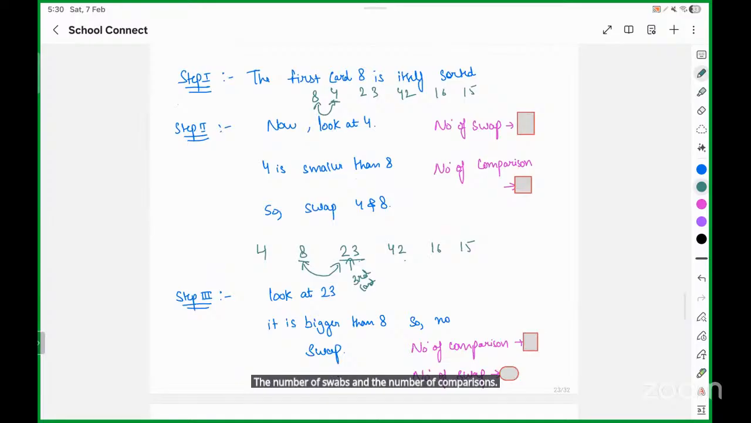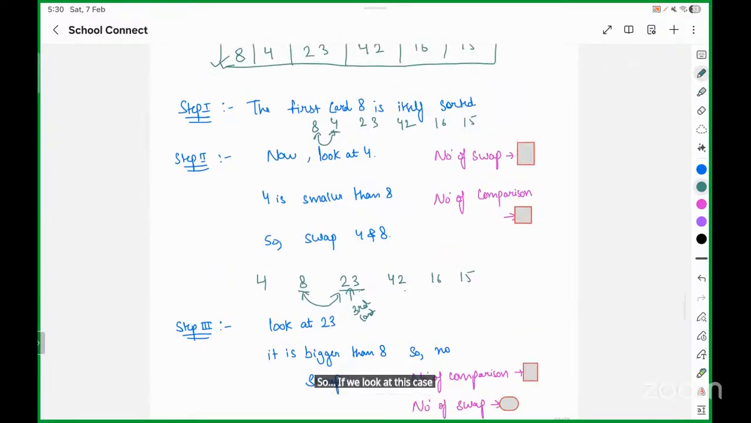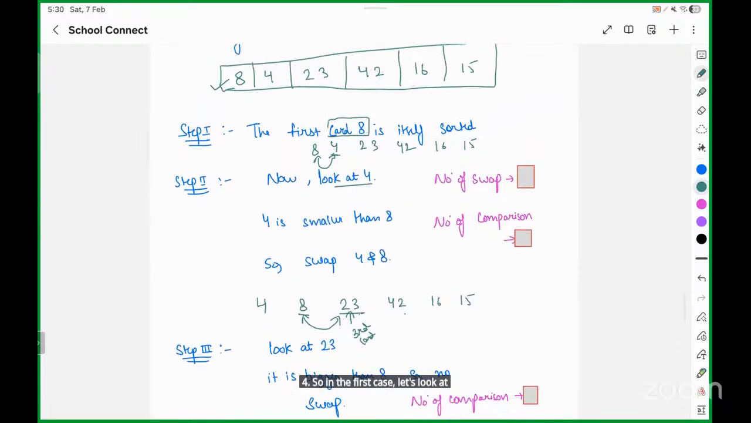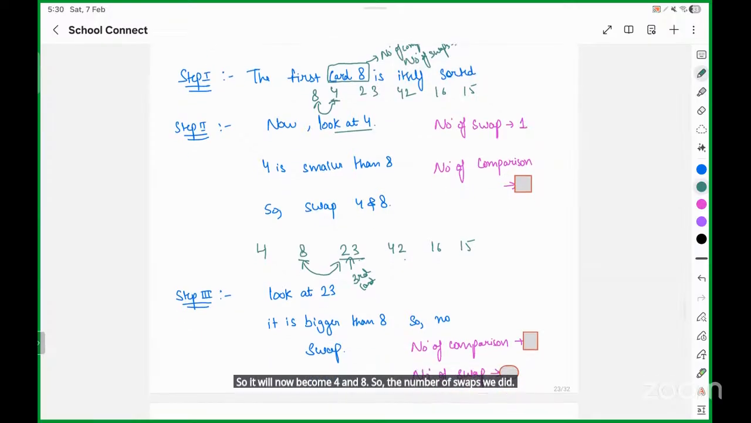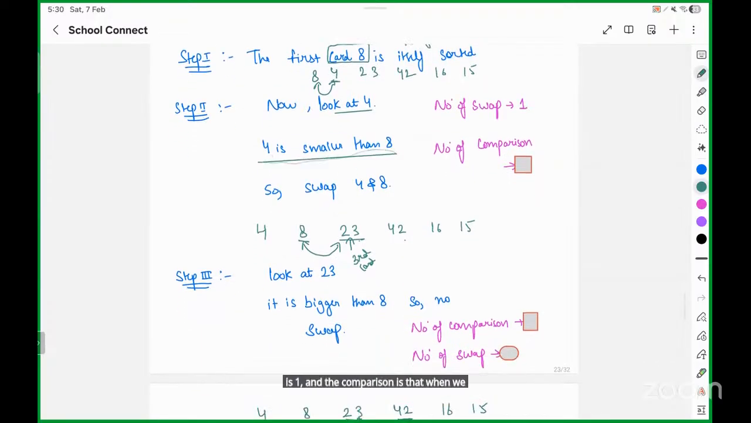So if we look at this case, first we are looking at 8. There is no swap and there is no comparison. So for this, the number of comparisons is 0 and the number of swaps is 0. And now when we look at 4, we swapped 8 and 4, so it will now become 4 and 8. So the number of swaps we did is 1, and the comparison is whether 4 is smaller than 8 or not. So that is again 1.